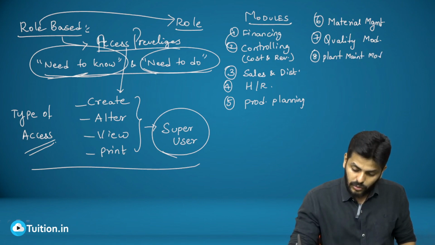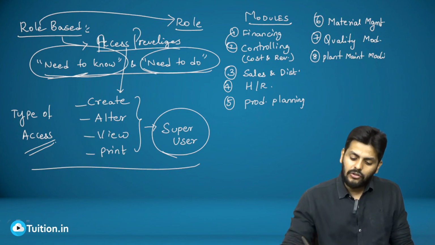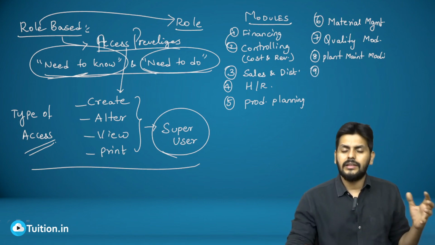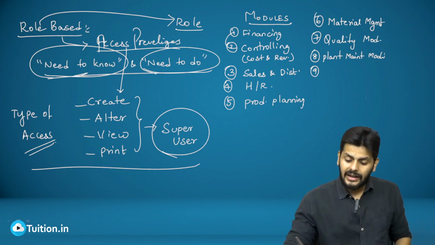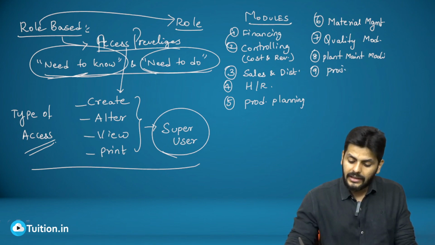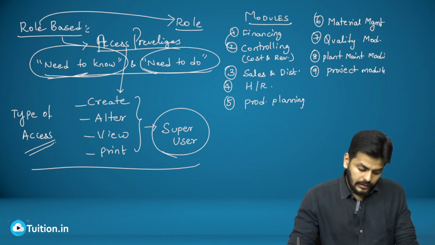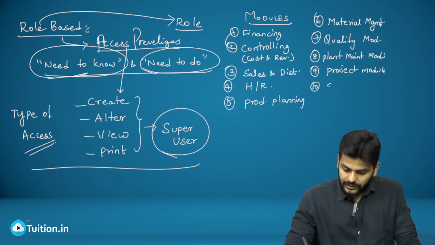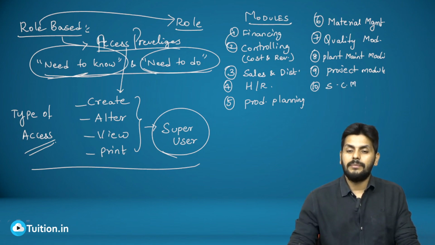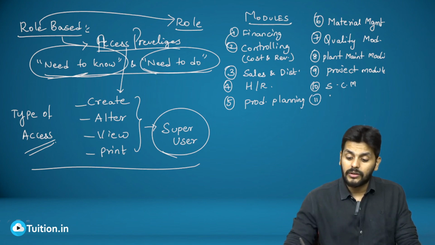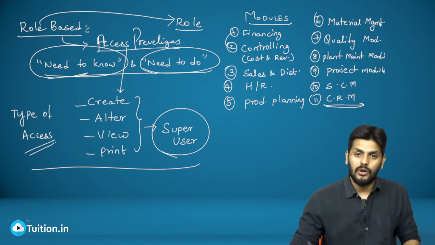And for individual projects exclusively, think of a company like L&T, they're working on multiple projects. Project-wise they want to handle data. Then you have something called the project module. And then the last module is the supply chain module, which is always a very important part. And of course, there is one more, called the customer relationship management module, the CRM module.